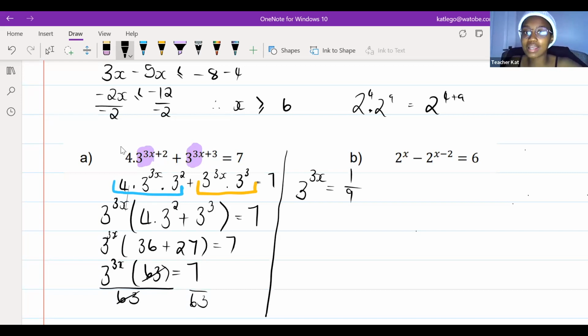Now we want the same base on both sides. How can I rewrite 9 as a base of 3? In other words, what are the prime factors of 9? How do I rewrite 9 with a base of 3? So this would be 3 to the power of 3x is equal to 1 over 3 squared. Now we want a base of 3, right? It's not a base of a third. So I'm going to do the inverse of law number 4, I believe. It's law number 4 that says if you have a negative exponent, you can do the reciprocal.